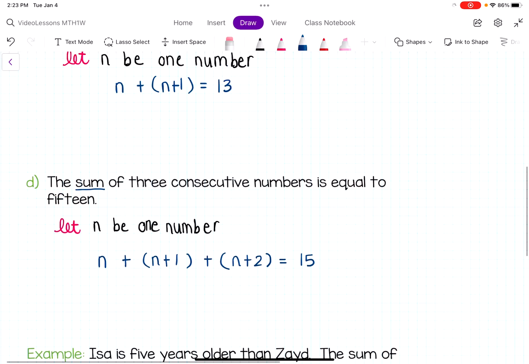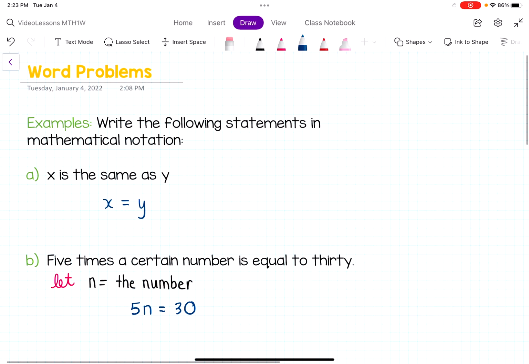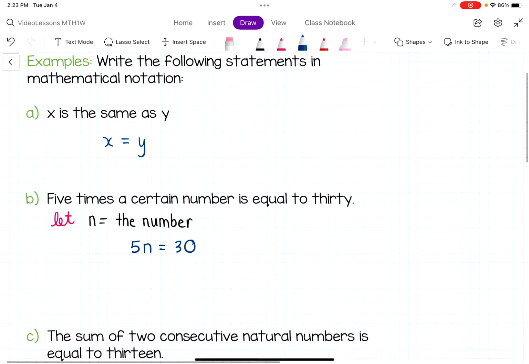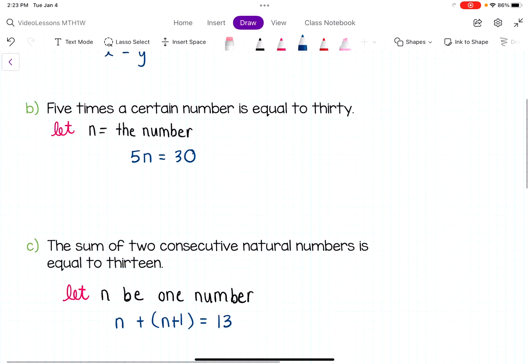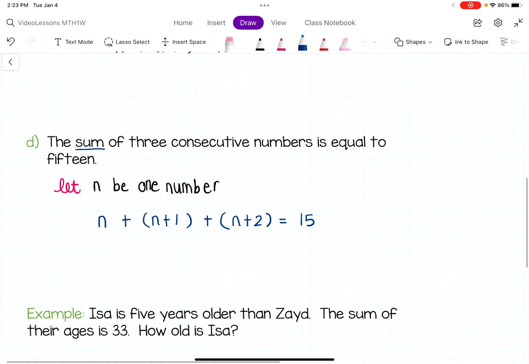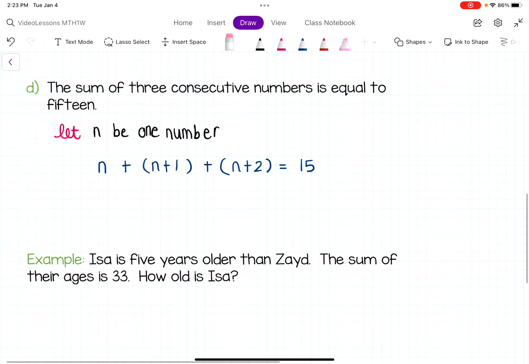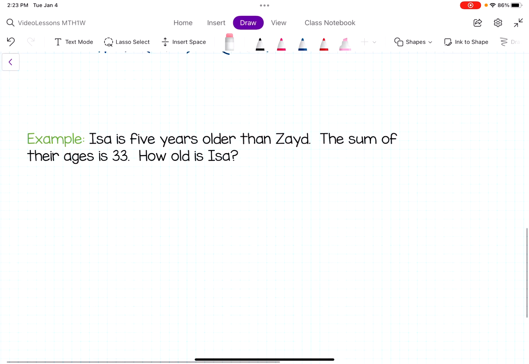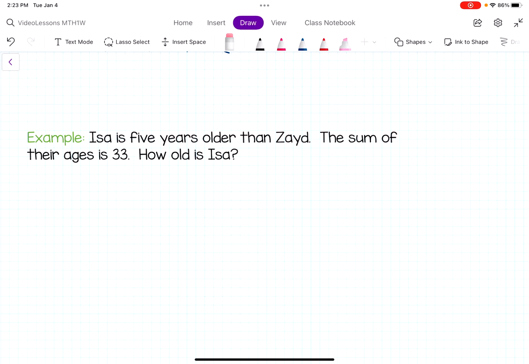Okay, so remember in this example, we were not solving for anything. We were just writing statements out, and that's important. Make sure that you read the questions so you're not taking time doing stuff that doesn't have to be done, okay? So the next one is where we're going to solve. So this says Isa is 5 years older than Zaid, and the sum of their ages is 33. And the question's asking how old is Isa.